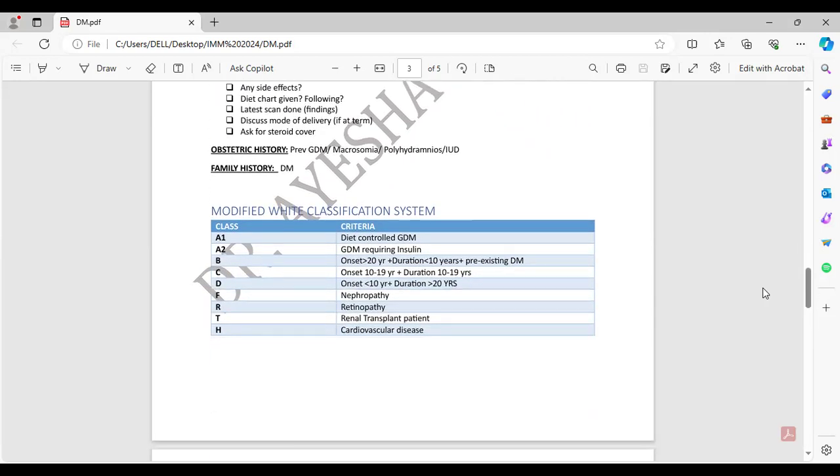This is the modified White classification system, and it classifies the diabetes. A1 class belongs to the diabetes which is diet controlled. A2 belongs to the GDM requiring insulin. B, C, and D classes belong to different categories associated with the onset and duration. F class belongs to diabetes with nephropathy. R belongs to retinopathy, T belongs to renal transplantation, and H belongs to cardiovascular disease.